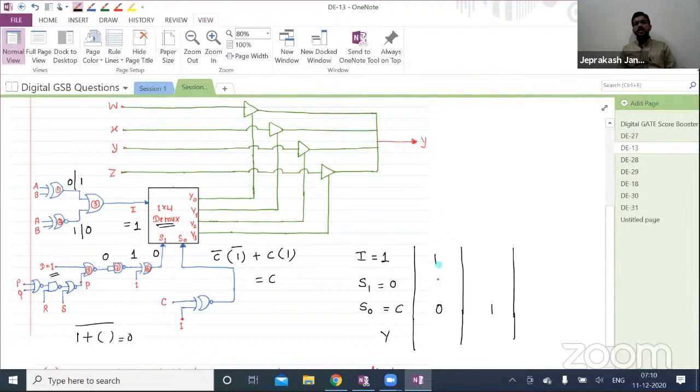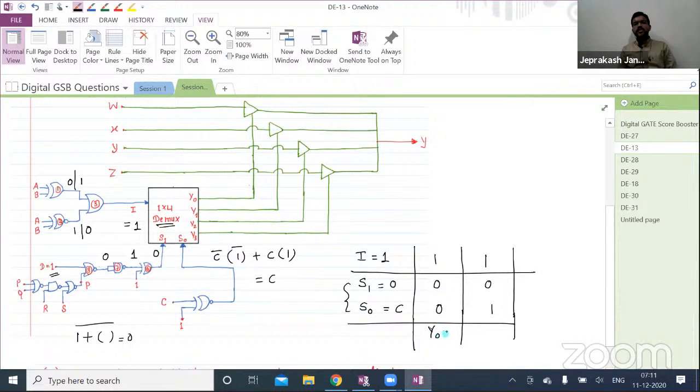Now, I value is 1 only. Selection line value S1 is 0. Here also selection line is 0. Now just observe. Here input is 1. Selection line values S1, S0 are 0, 0. In the 0, 0 case, the input will be connected to y0, right? So that means y0 is getting 1.